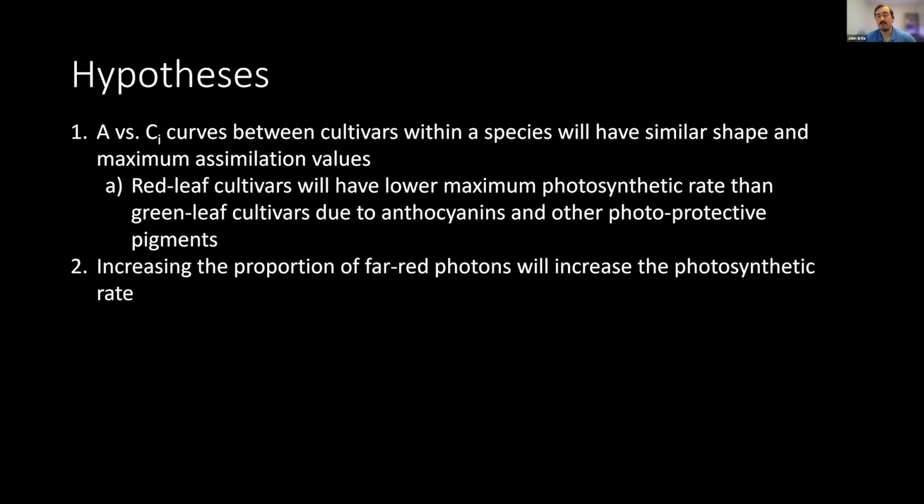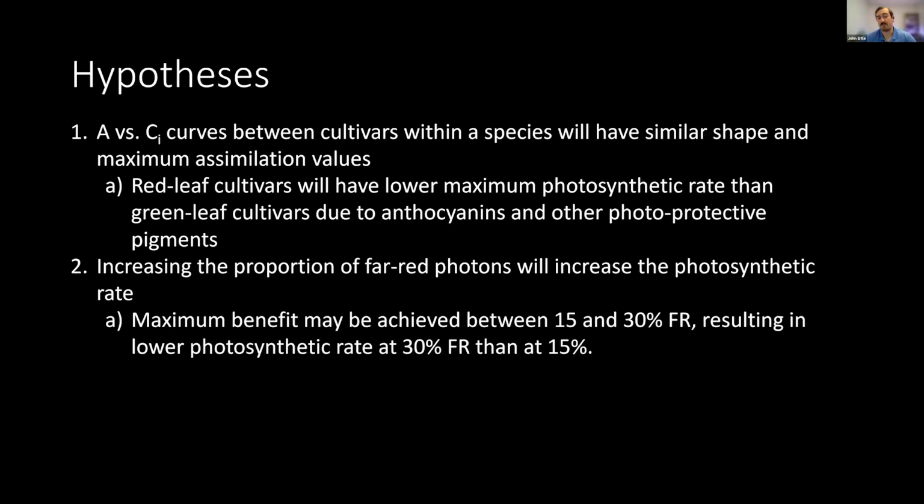Also, due to the recent research into far red and the added efficiency of driving photosystem 1, my hypothesis was that with the increasing proportion, from 0 to 30% as we keep going up, we would see a faster, or higher, photosynthetic rate as we increase the amount of far red in the light spectrum.